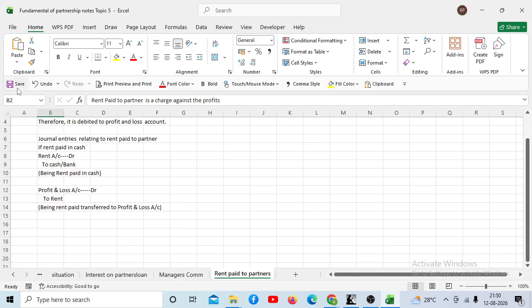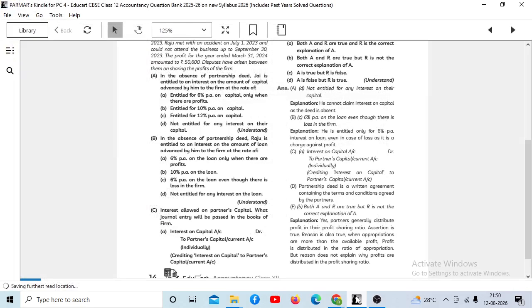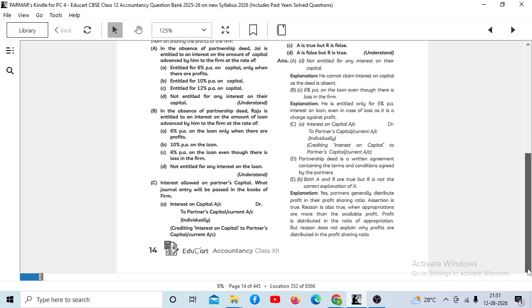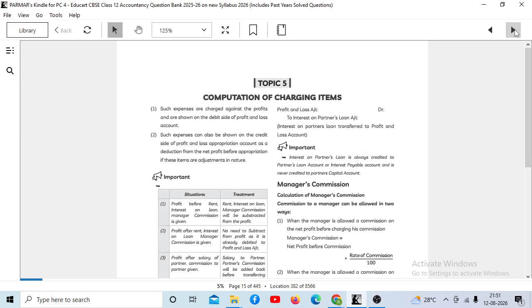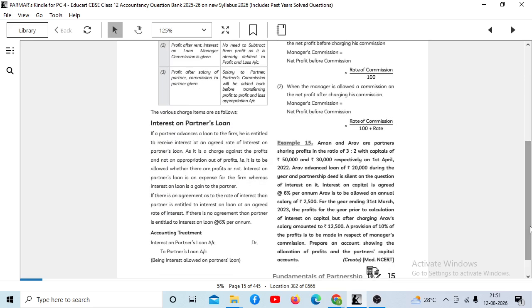Now based on these concepts, let us solve at least one problem if it is possible. Let us go to the question. We had discussed question number 14 right now. Now we will move further and discuss example number 15. Let us read this first.